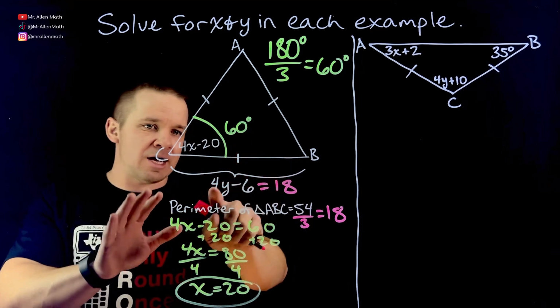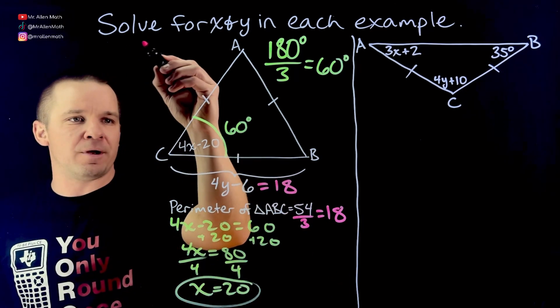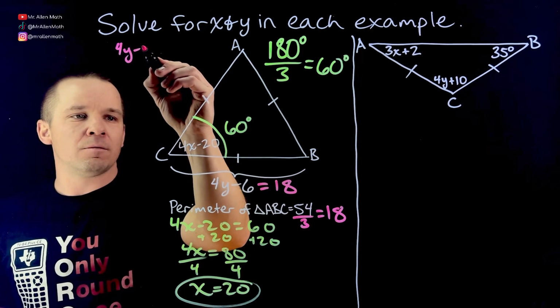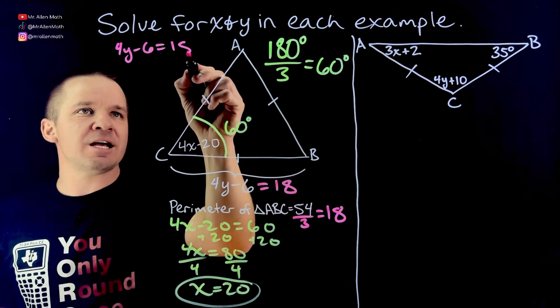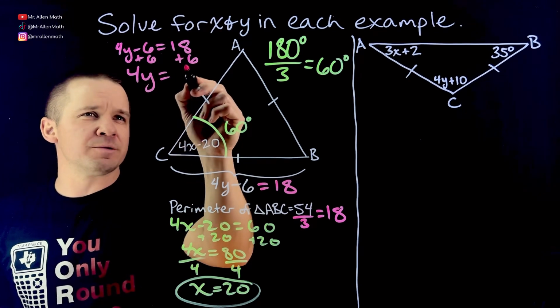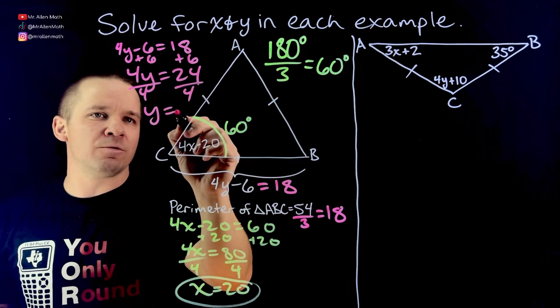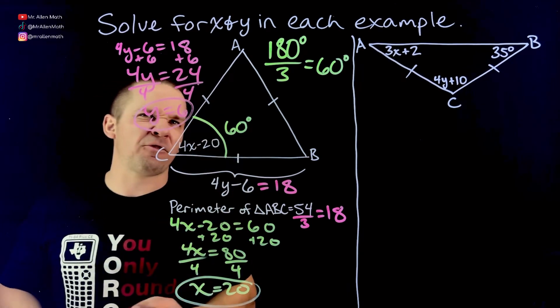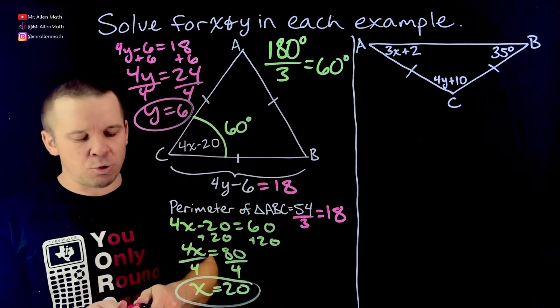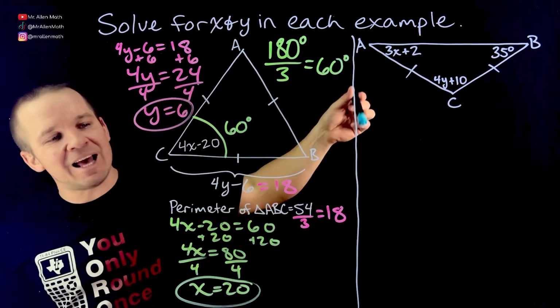All right, so let's go ahead and solve this equation here. We'll go 4y minus 6 equals 18. So add 6. We get 4y equals, what is that, 24. Divide by 4. We get y equals 6. 6 for y. X is 20. We've solved for x and y in this one. Now we're ready to move on to the next example.